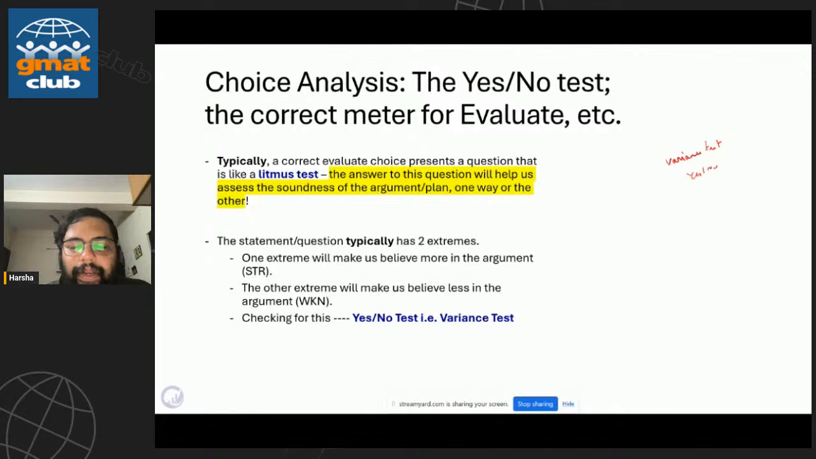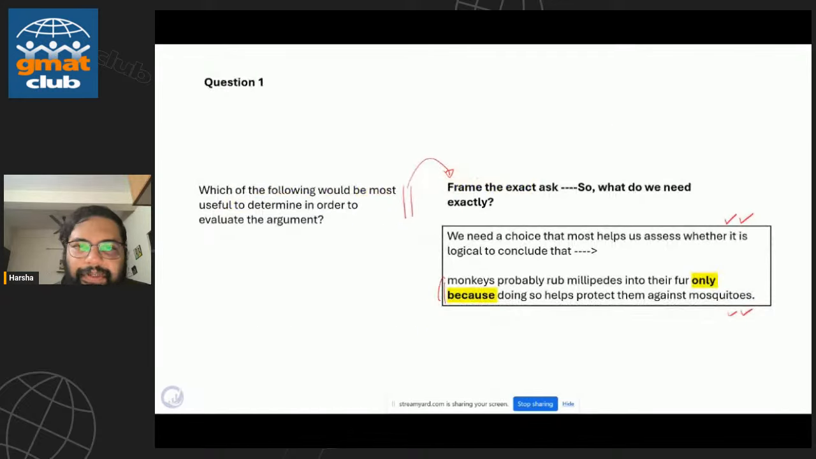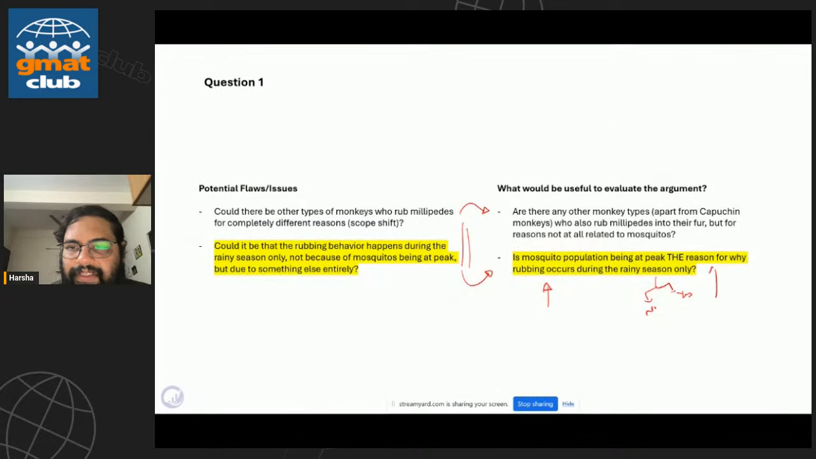Now, typically, a correct evaluate choice brings to us a certain question. The answer to that question will help us figure out if this is a good argument or plan, one way or the other. For example, if you ask this question, is mosquito population being at peak the reason? Is there no other reason? If the answer is yes, that helps you in a certain way. If the answer is no, that helps you in a certain way.